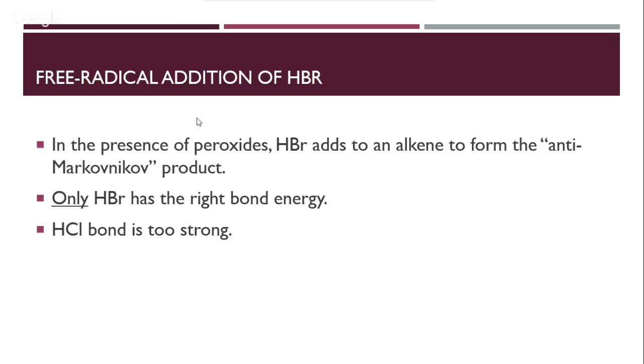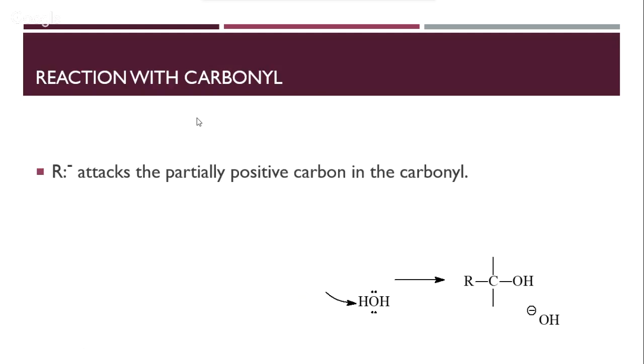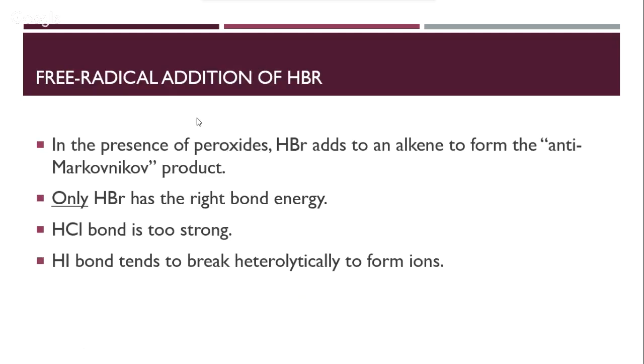The HCl bond is too strong to actually work in this manner. So therefore HBr is the one that actually gives it. At the end of it, the HI bond tends to break heterolytically to form ions, and therefore HI and HCl both do not give anti-Markovnikov. It is only HBr that gives it. So that's an anti-Markovnikov addition.